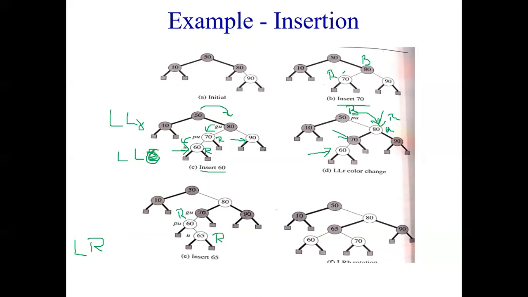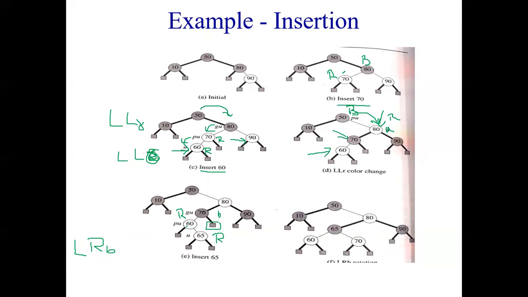60 is the parent. There is actually no sibling. The parent's sibling is a null node. A null node we always assume as black color. So what type of imbalance is it? It is an LRB imbalance. Whenever there is an LRB imbalance, you have to perform rotation.